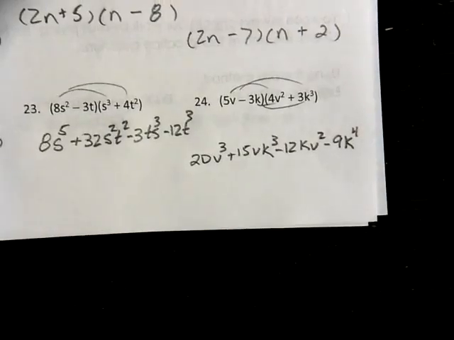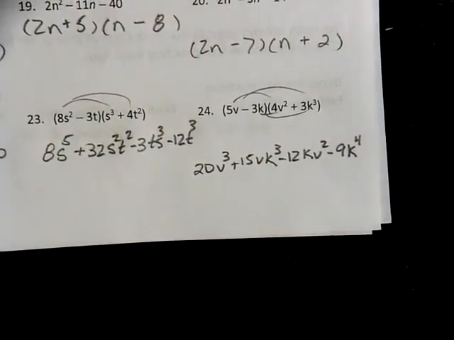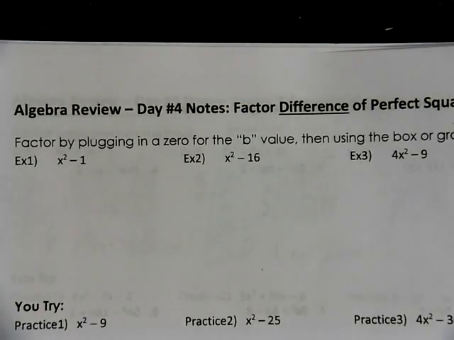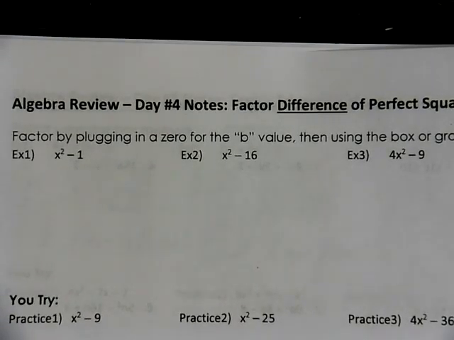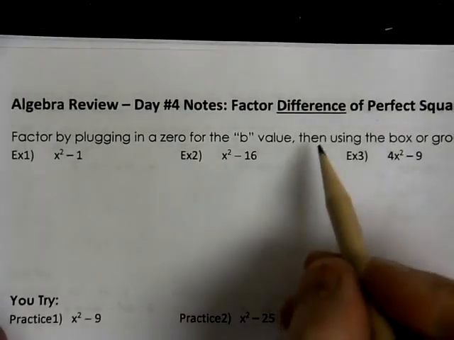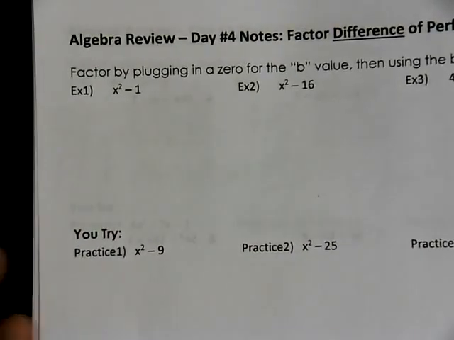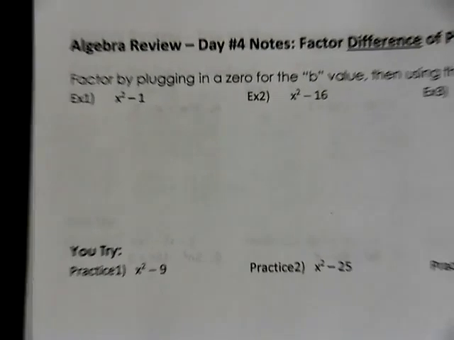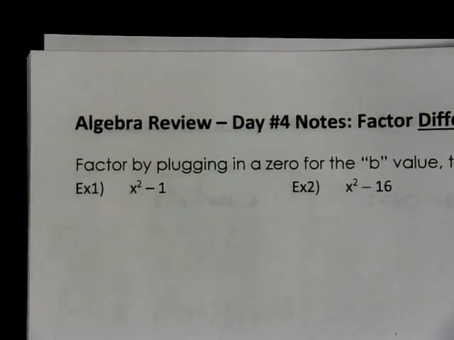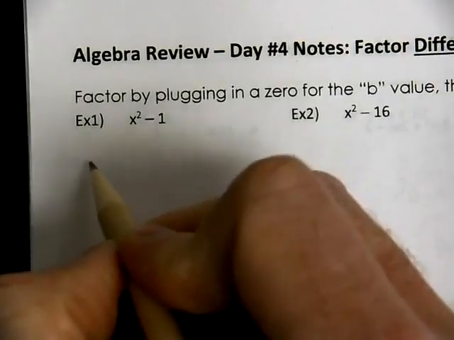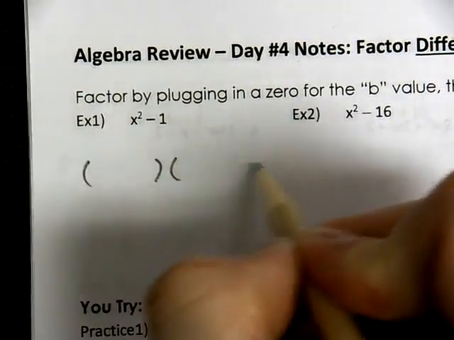Now we'll go into today's lesson. So this is a little bit different. This is the difference of perfect squares. There's really a rule that we can use for this. Kind of makes a shortcut. It's relatively easy. So we're going to put in our parentheses.